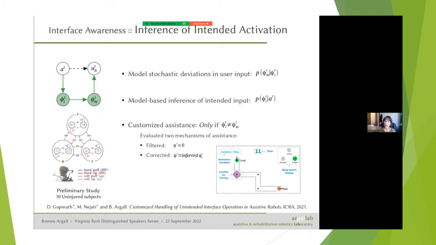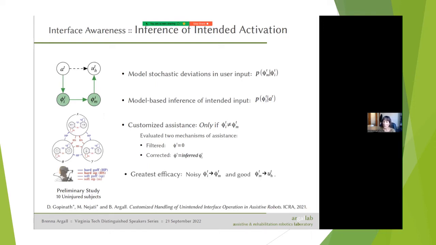And what we found was that it had the greatest efficacy when the mapping from intended to measured interface was noisy, but they had a good understanding of the robot control. So their map of what signal should be issued through the interface to realize a certain action on the robot was a good model, but their ability to issue the command they wanted was noisy. That's when this paradigm had the greatest efficacy.